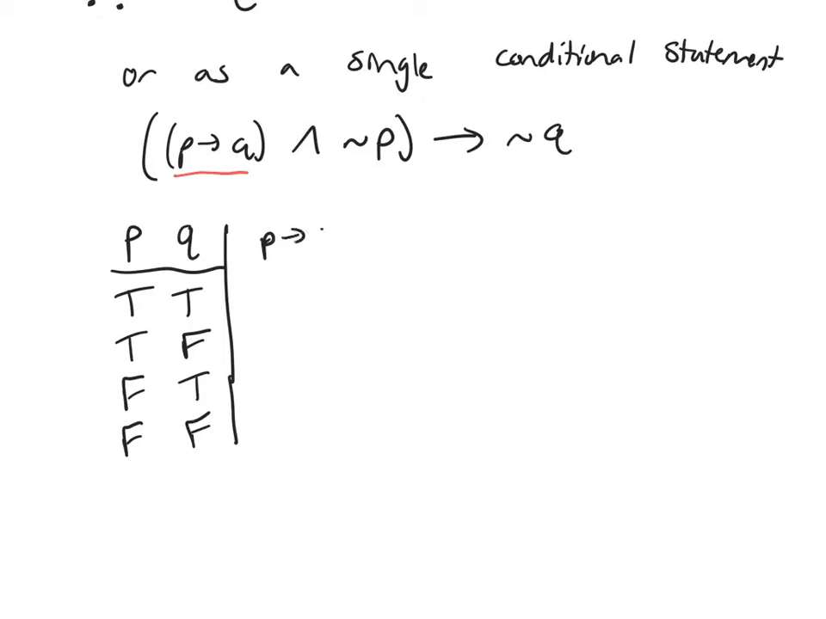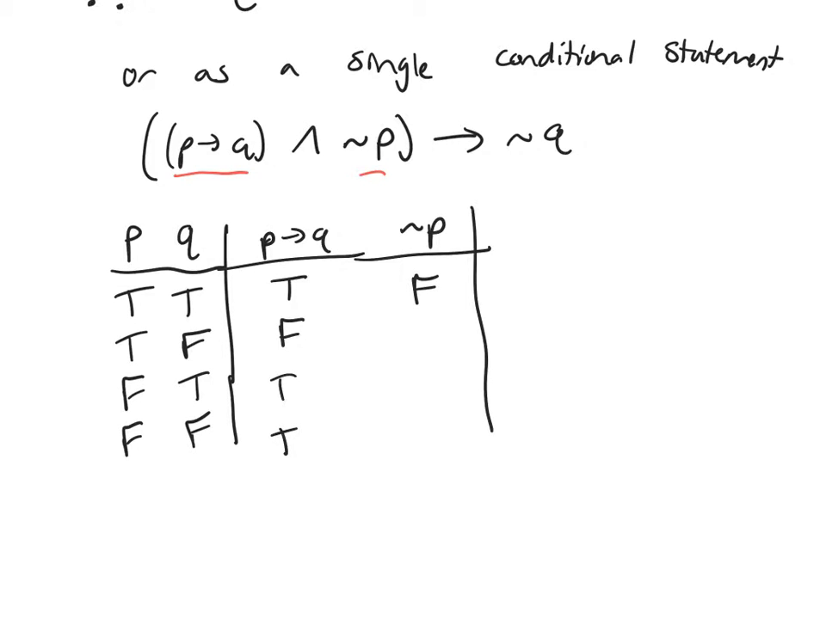So if P then Q, we've already talked about that truth table. It's true, false, true, true. I also have not P. That's my second premise, not P, which is flip all the P entries. Okay, and then we're going to make a column for our conclusion right here, not Q. So not Q. Flip all the entries in Q.